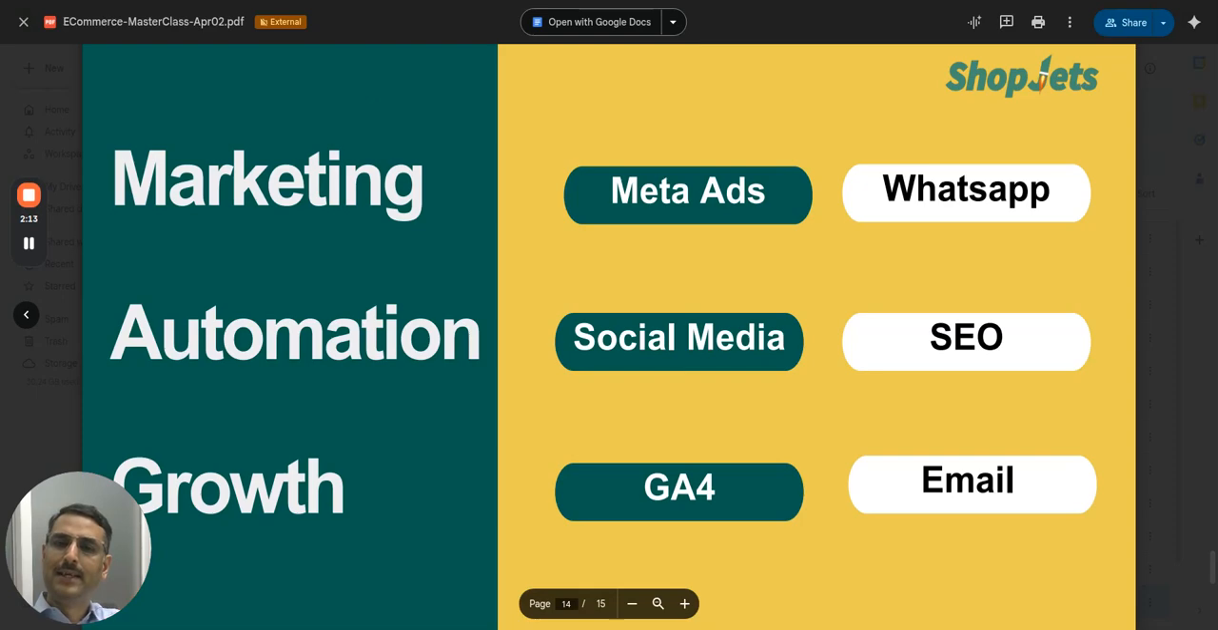GA4 is Google Analytics. This is what we use to segment customers, identify more about your customers, and fine tune the marketing messaging and everything. Email marketing is a way to reconnect with your customers. They have already purchased, but you want to send some information to them and all of it. That comes under email marketing.